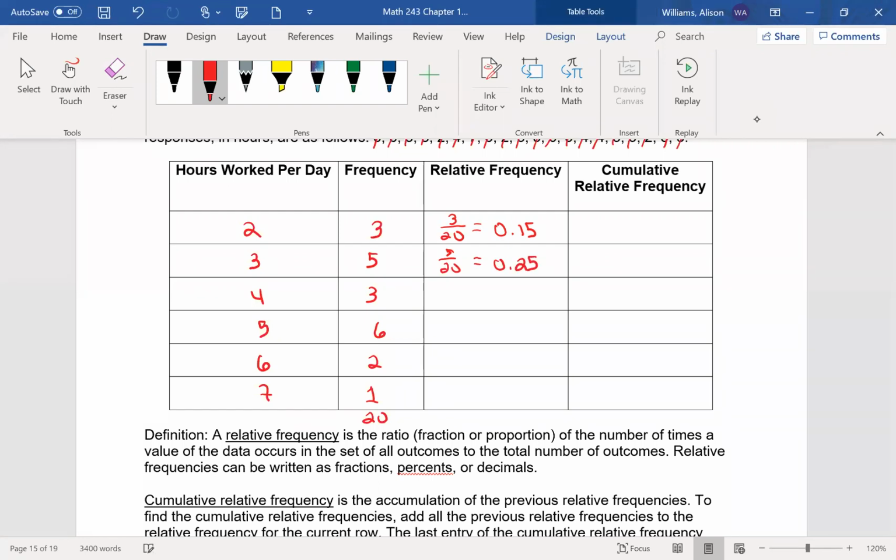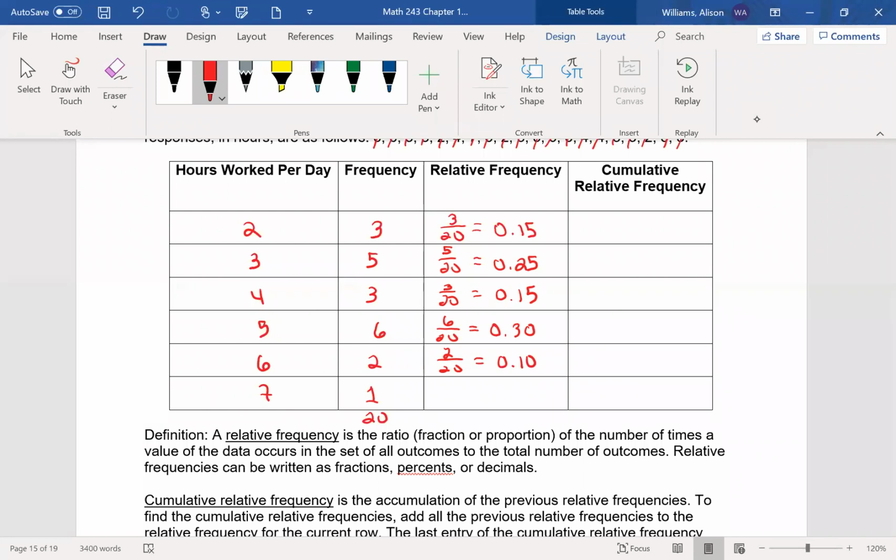I encourage you to divide those on your calculator. And in fact, I would even pause the video, do all these calculations real quick, and then check it with me and make certain you got them correctly. So 3 over 20 again is 0.15. 6 divided by 20 is 0.3. 2 divided by 20, that's going to come out to 0.10. Or 0.1, you don't have to put the 0.